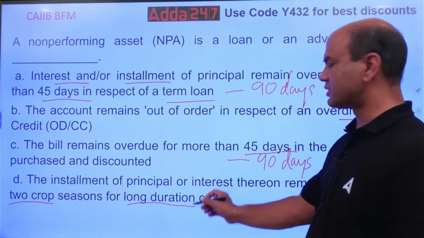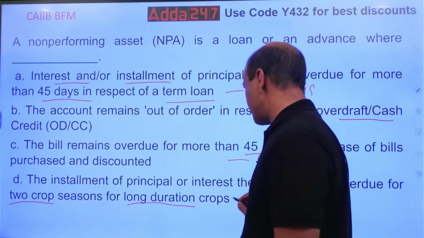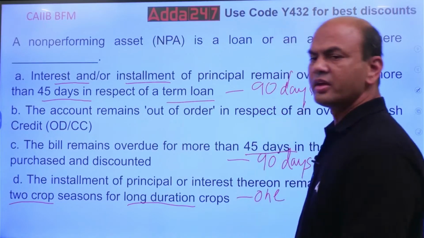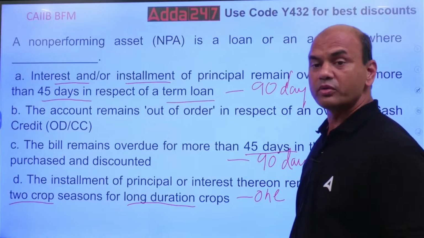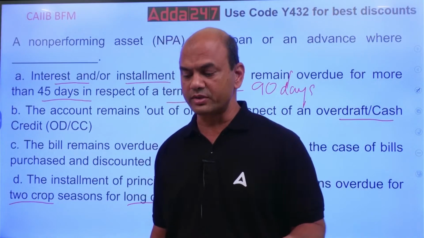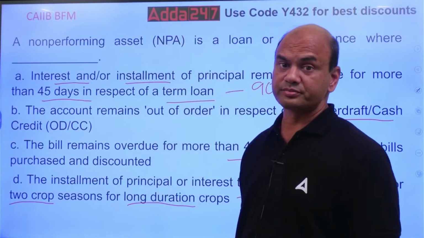In long duration crops, the period is 1 crop season, not 2. Now many of you might be asking, sir, how do we know, as bankers, which is 1 crop, which is 2 crop, which is long, which is short? I don't know. In that case, what do we do?